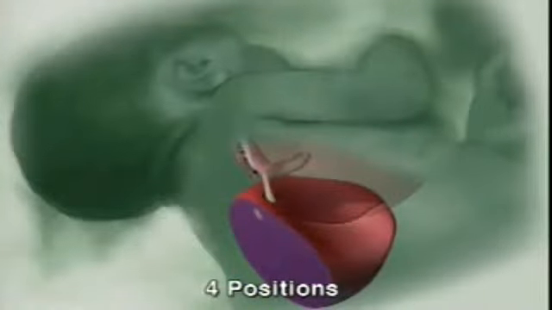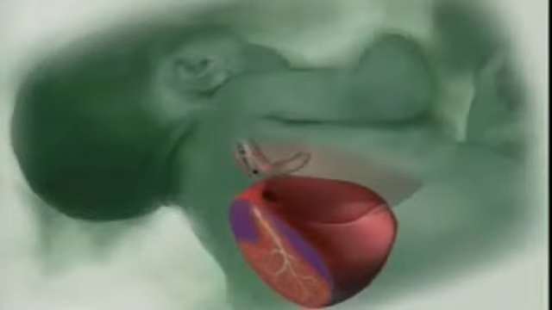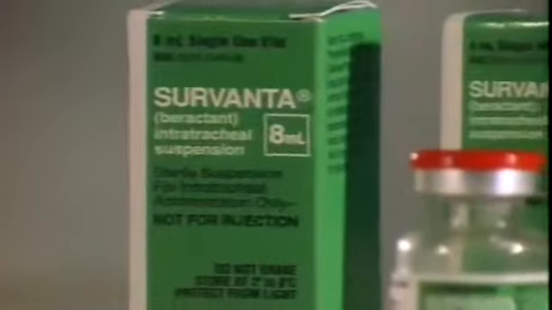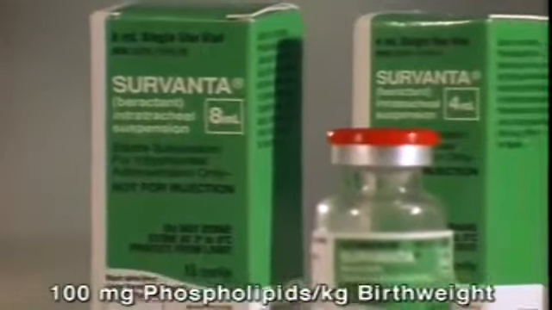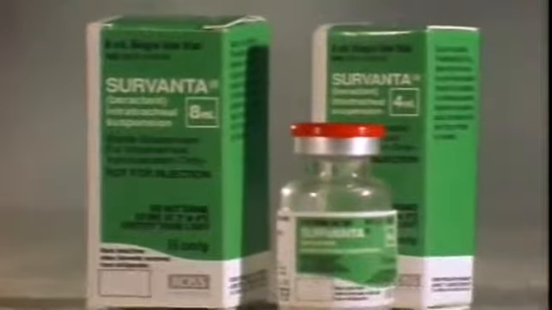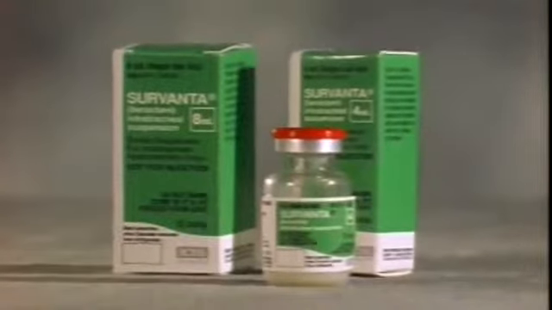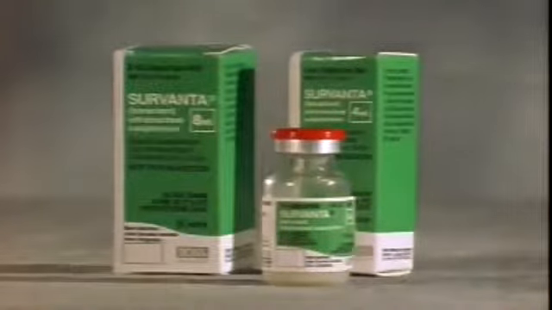Vary the infant's position with each of the 4 fractional doses. This allows Surfactant to reach all areas of the lungs. The sequence of positions doesn't matter as long as all 4 are used during dosing. A dose of Surfactant is 100 milligrams phospholipids per kilogram birth weight. Each treatment is administered in 4 aliquots, so 4 fractional doses comprise 1 complete dose.